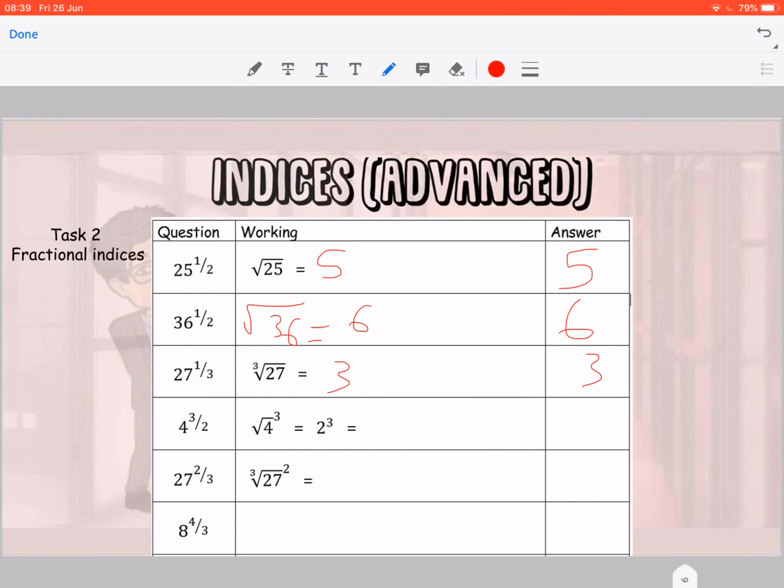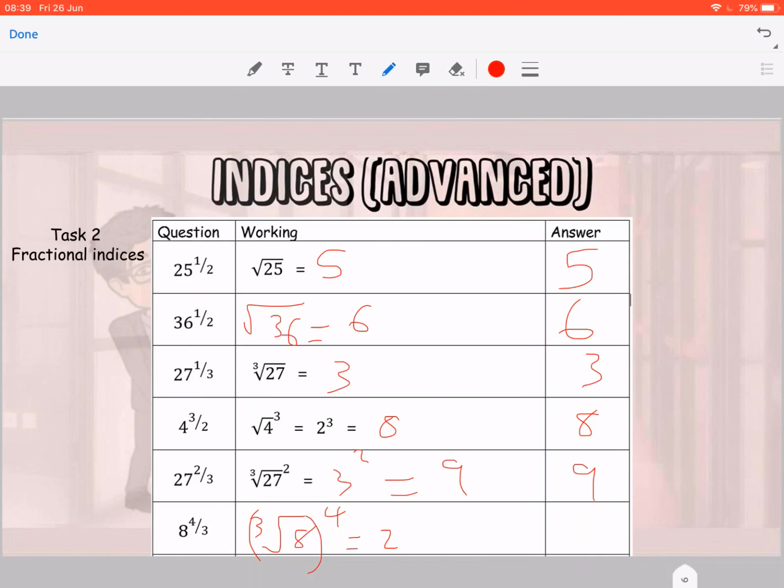Some of them they've helped you and started you off with the working. Square root of 4, and then cubed, is 2 times 2 times 2, which makes it 8. Cube root of 27 is 3. 3 squared gives you 9. And then the last one, which they haven't helped you with at all, cube root of 8, all to the power of 4.